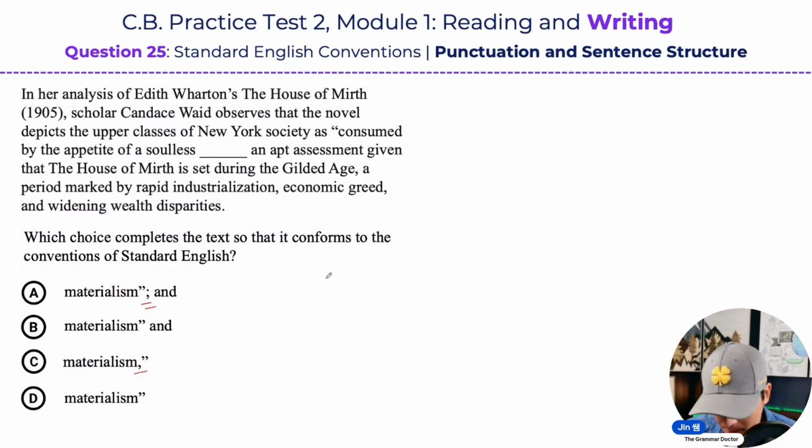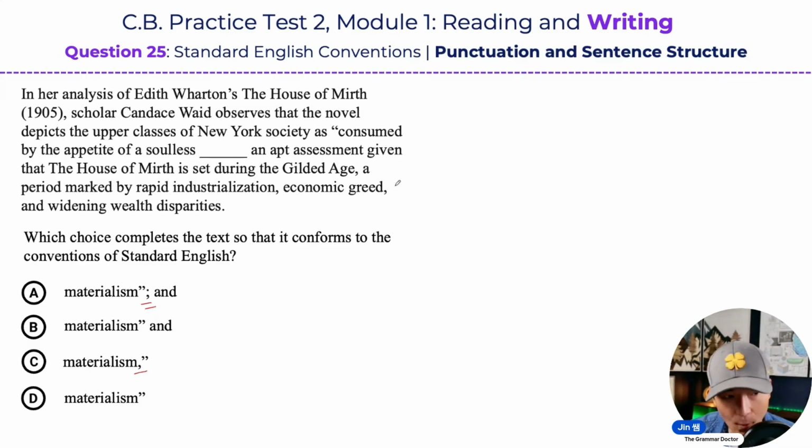And I'll show you what that looks like right here. So this is a hard question, by the way, as most sentence structure questions are, and I'll explain why this question is difficult as we go through it. So the passage reads: In her analysis of Edith Wharton's The House of Mirth, scholar Candace Wade observes that the novel depicts the upper classes of New York society as consumed by the appetite of a soulless materialism, and an apt assessment given that The House of Mirth is set during the Gilded Age, a period marked by rapid industrialization, economic greed, and widening wealth disparities.